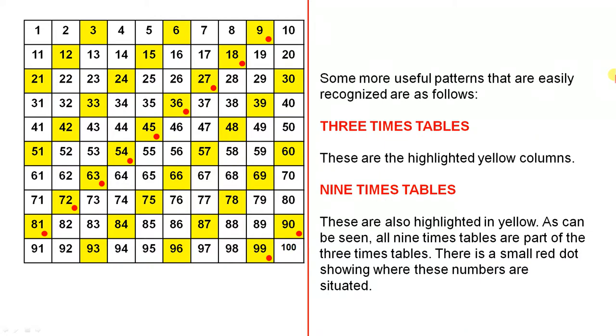The 9 times tables. These are also highlighted in yellow. As can be seen, all 9 times tables are part of the 3 times tables. There is a small red dot showing where these numbers are situated. So they are also in diagonals.